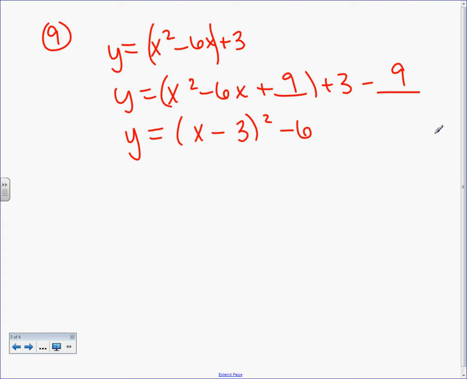Are you sure? That's all they asked us to do, but I'm going to ask you, what would the vertex be? 3, negative 6. How would this open? Up. So would that be a max or a min? A min. They didn't ask you that, but I am. Anybody confused? Uh-huh.